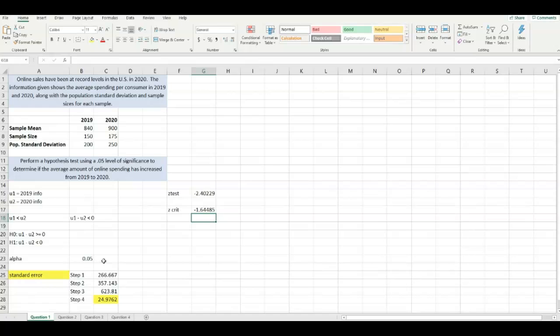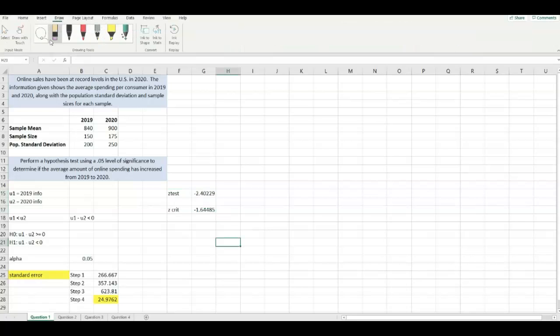So a few different things we can do here. We can compare the test statistic to the critical value. We could also just compare the p-value to our alpha. Let's first just work with our test statistic and our critical value here.